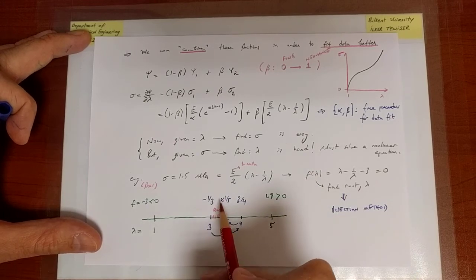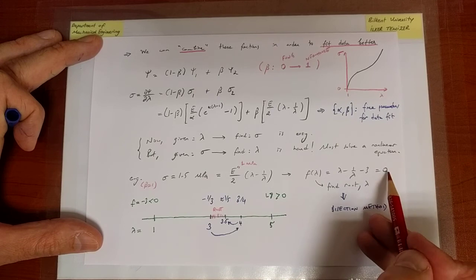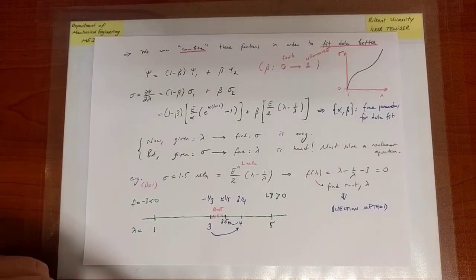But the way I described, I will always make an error unless I'm lucky and I hit the value of lambda at which this is equal to exactly 0. Otherwise, it will always be very close but not exactly equal to 0. At some point, I will say that I have sufficient accuracy and I will stop. So that's the idea of the bisection method that I will use in the next example.